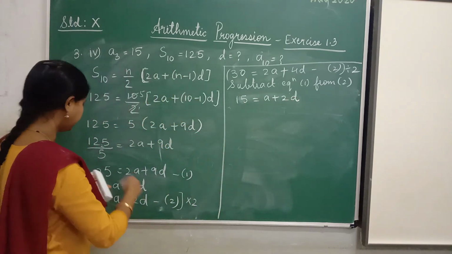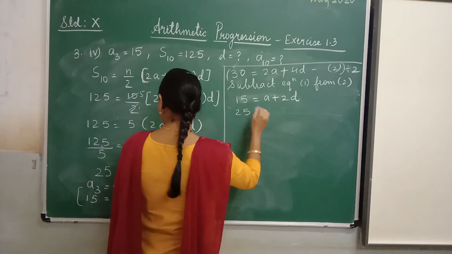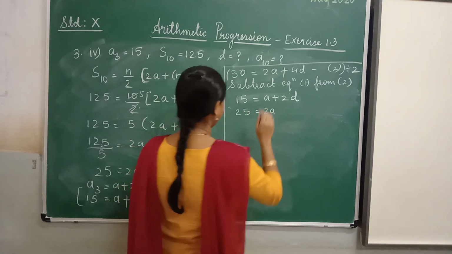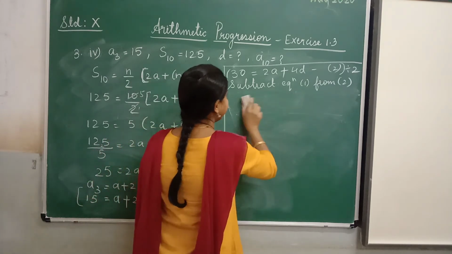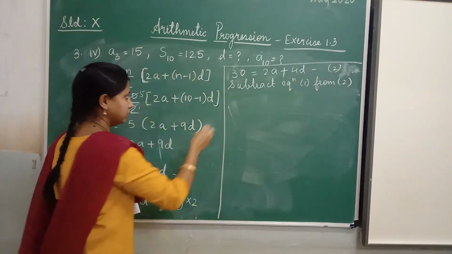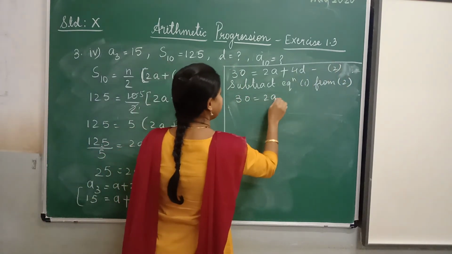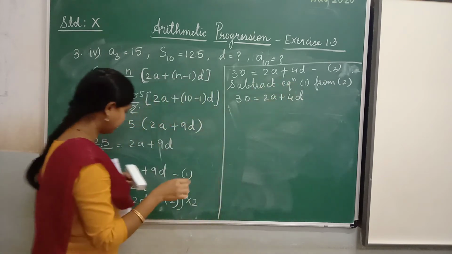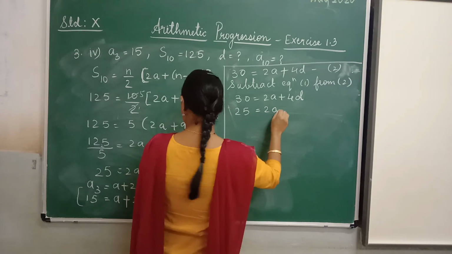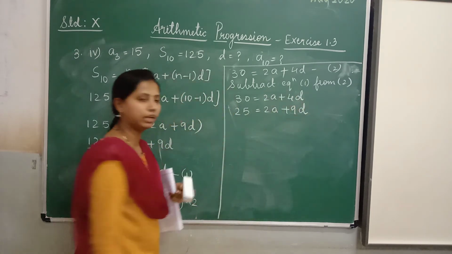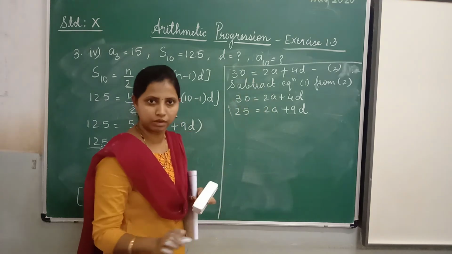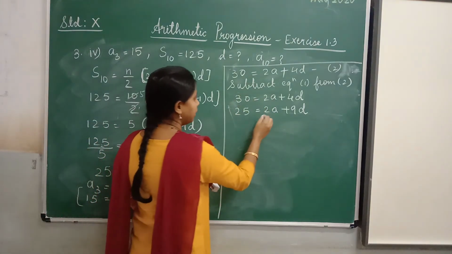Now write the first equation, 25 is equal to 2a plus 9d. We are making this the same, so no need to change this. Again the coefficient will change. So 30 is equal to 2a plus 4d, write it as it is. Then the first equation, 25 is equal to 2a plus 9d. This coefficient has become the same; if we divide again, the coefficient will not be the same. So let it be the same. Now subtract.